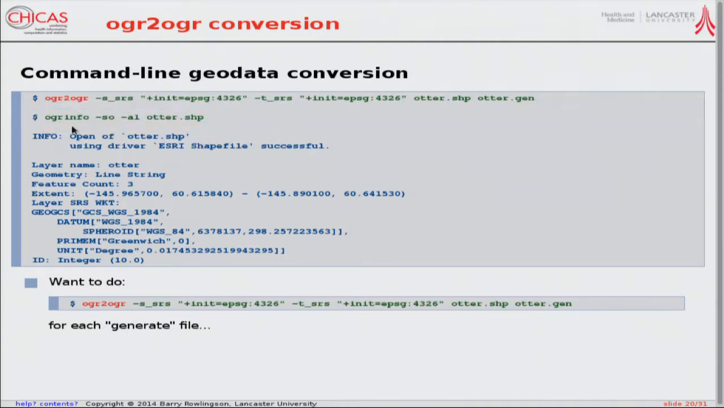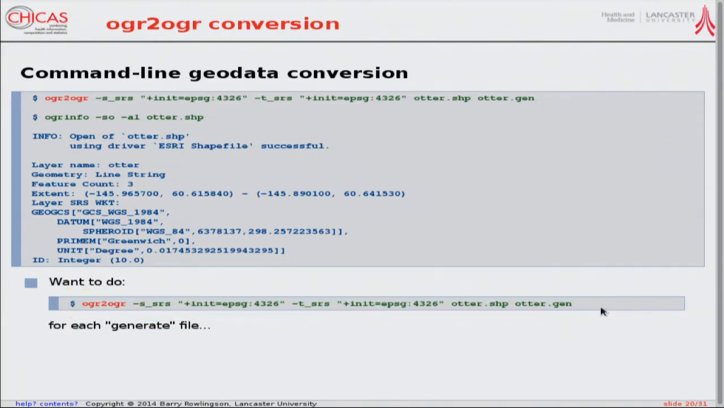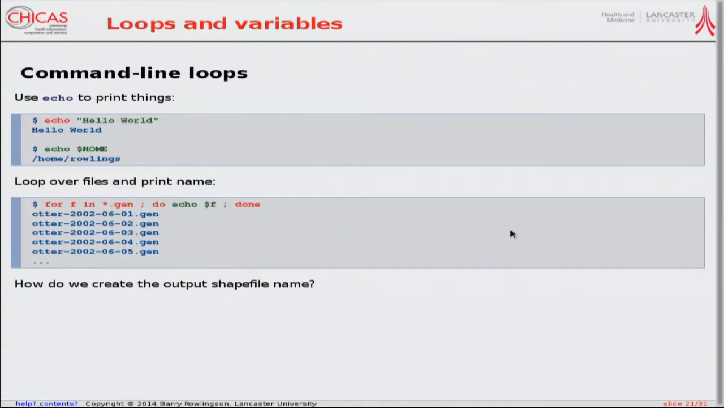So now I can just run ogrinfo on my shapefile, and it tells me the extent, and then it tells me all the components of the coordinate reference system, which Robert likes to spell out in full. I don't know how many decimal places he goes to with his radius. Great. But I've got 38 of these files now, however many it was. So I want to run ogr2ogr for all of these generate files to create a whole bunch of shapefiles. So it's back to the Unix command line again.